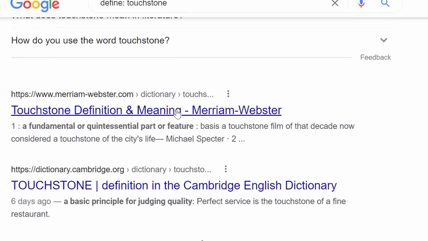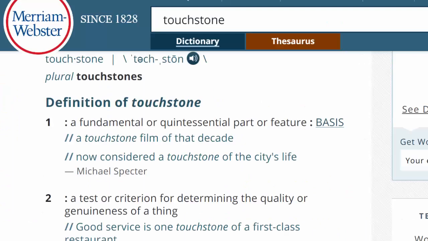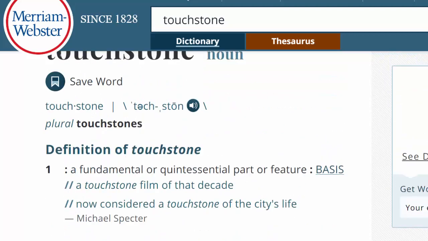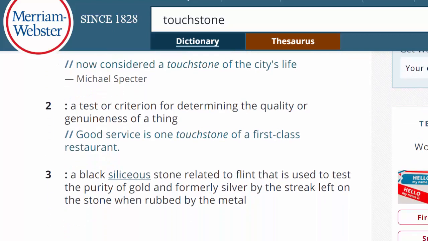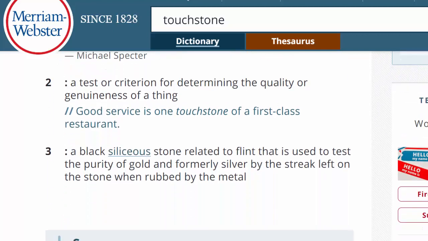Let's come down here to Merriam-Webster, see what it says. Looks like you're going to need a dictionary to define the dictionary. It says a fundamental or quintessential part or feature. A test or criterion for determining the quality or genuineness of a thing. A black silica stone related to flint that is used to test the purity of gold or silver by the streak left on the stone when rubbed by the metal.